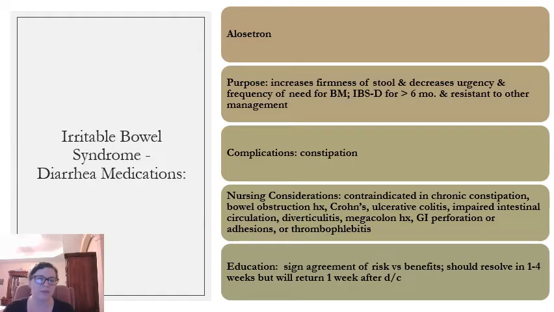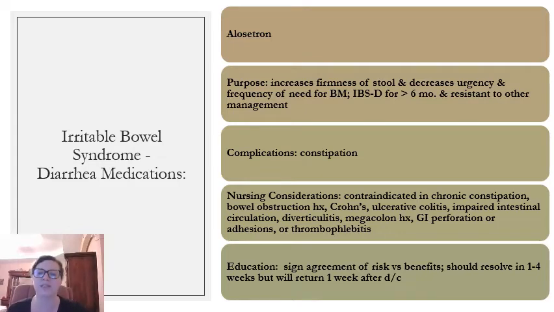All right, irritable bowel syndrome. There's the irritable bowel syndrome diarrhea, and then there's irritable bowel syndrome constipation, and then there's another type that we'll get into on the next slide. For diarrhea type irritable bowel syndrome, their medication is going to be alosetron.